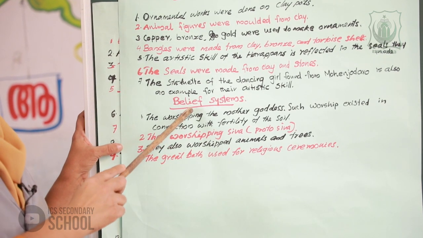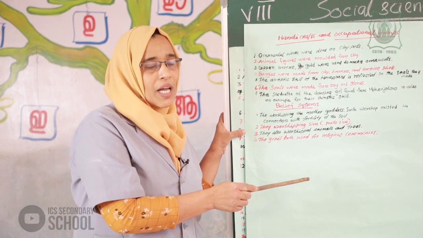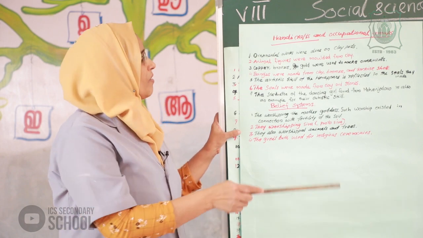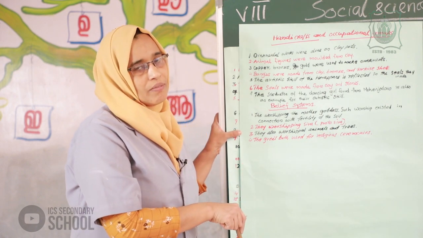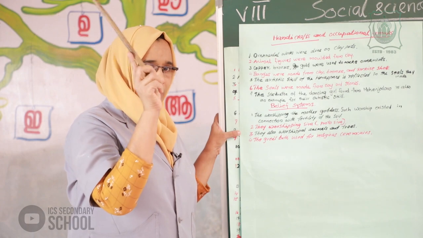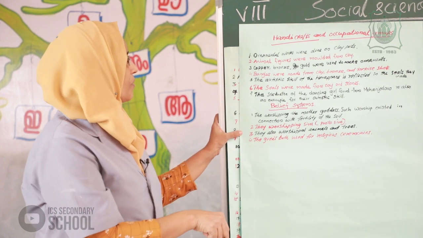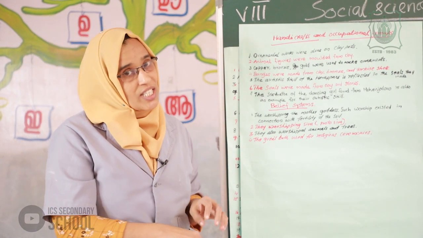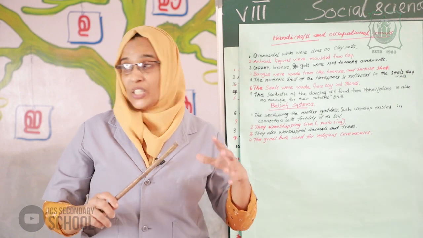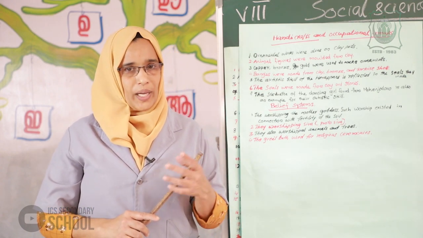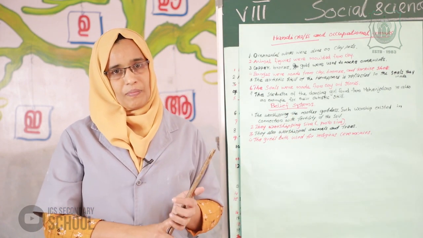They worshipped Proto-Shiva. Proto-Shiva means a male god. Then they also worshipped animals and trees. The Great Bath was used for religious ceremonies. Okay, these are the belief systems in Harappan cities.